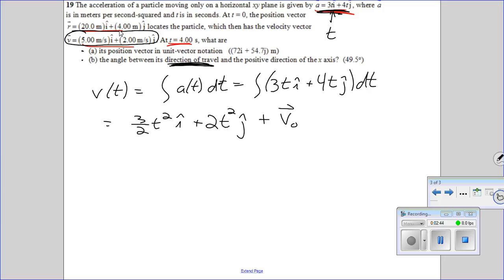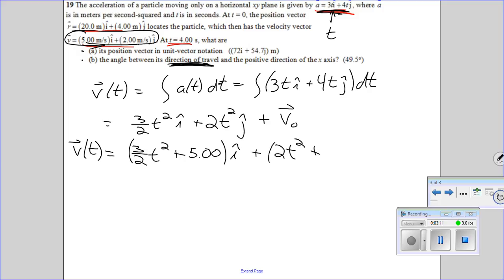So we should be able to plug this in. Let's see. So that's going to give us, when I add in my i component, 3/2 t squared plus 5.00. So there's my velocity at time t in the i direction. And then in the y direction, I'm going to get 2t squared plus 2.00 j, and this is all in meters per second.